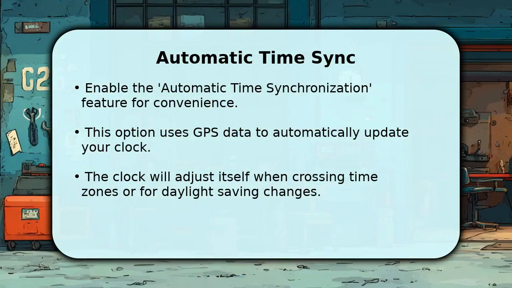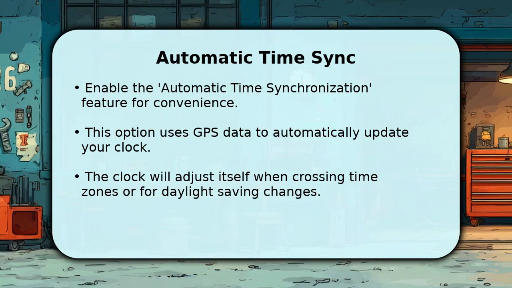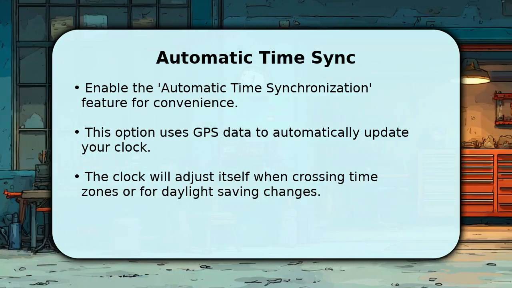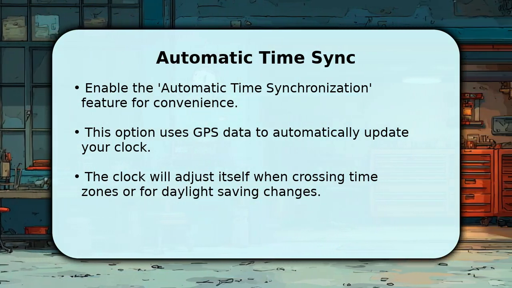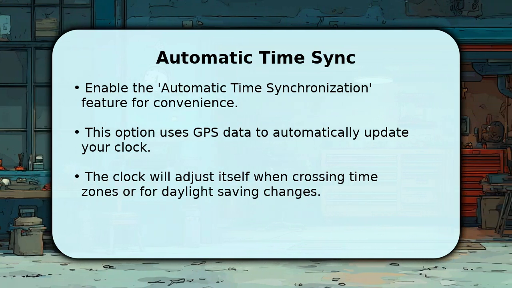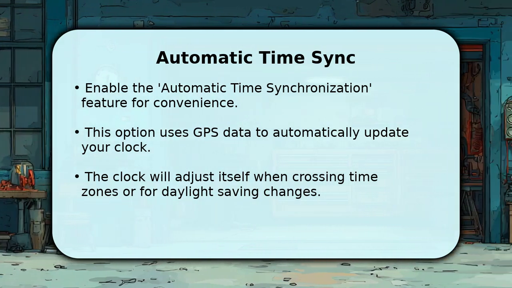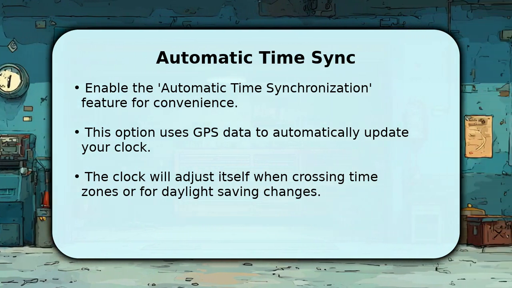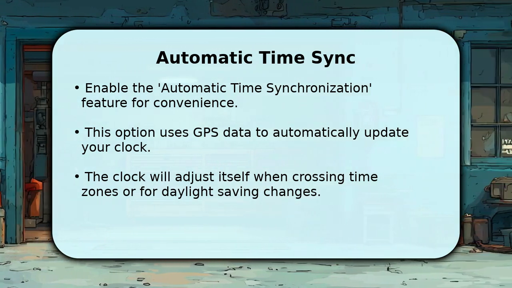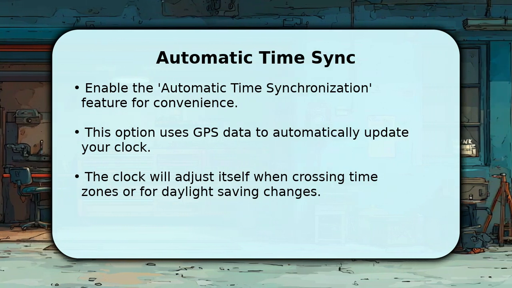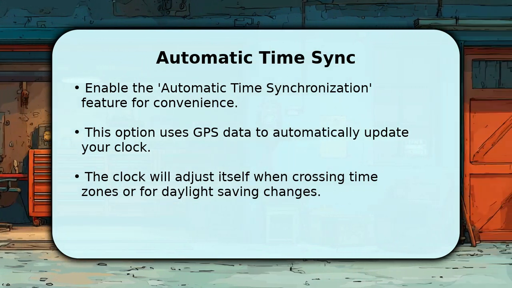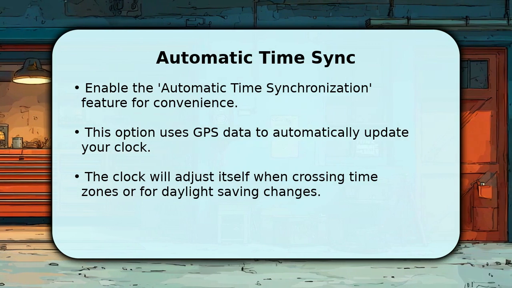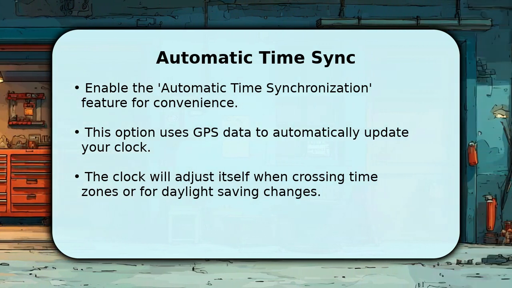For ultimate convenience, consider enabling the automatic time synchronization feature. This smart option utilizes your vehicle's GPS data to automatically update the clock, ensuring it is always precise. Your clock will seamlessly adjust itself when you cross different time zones, and it will also account for any daylight saving changes. This feature truly simplifies maintaining accurate time.